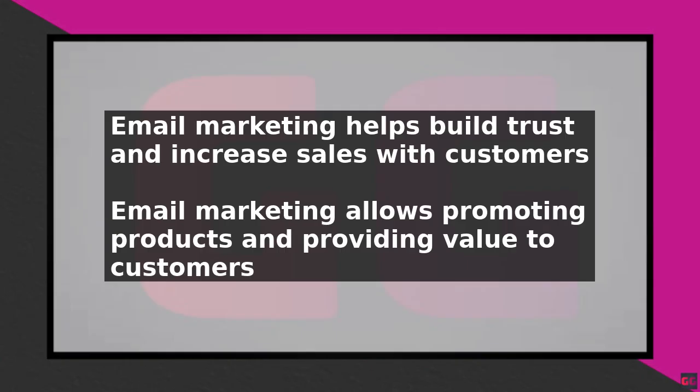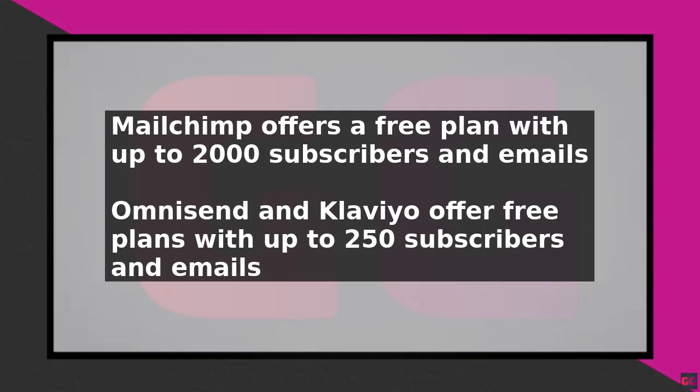These apps include MailChimp, Omnisend, and Klaviyo. MailChimp is a popular email marketing app that offers a free plan with up to 2,000 subscribers and 12,000 emails per month. Omnisend is another great app that offers a free plan with up to 250 subscribers and unlimited emails. Klaviyo is also a popular app that offers a free plan with up to 250 subscribers and unlimited emails.